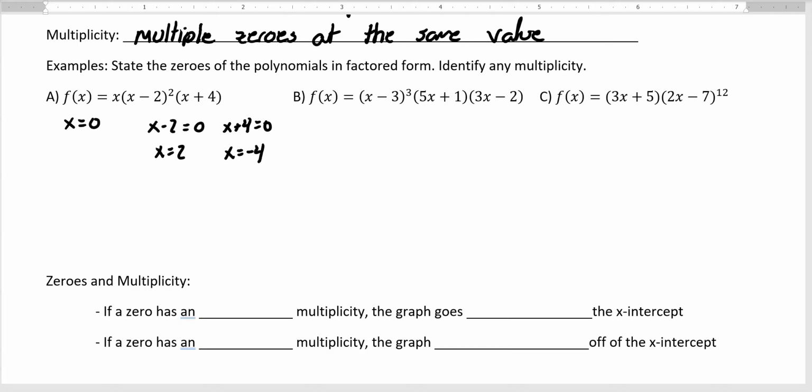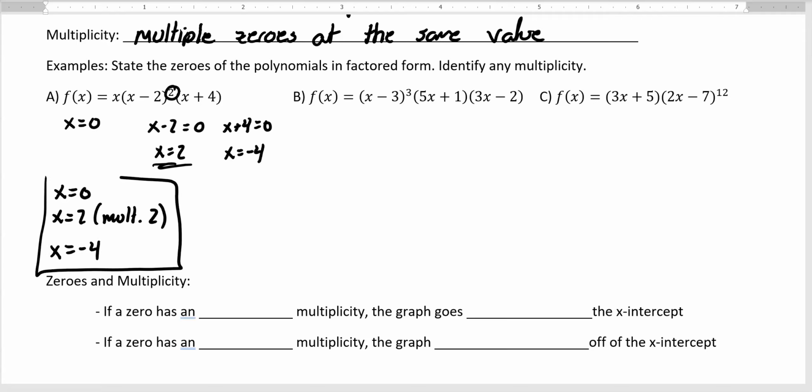Now, one of the unique things about multiplicity is how it is identified, and it's identified by the exponent. What this exponent says is that we have two factors of x minus 2, which means we have two zeros at 2. So if we were to state the zeros and identify any multiplicity, we'd say x equals 0, x equals 2 with a multiplicity of 2, and x equals negative 4. Those would be our zeros for this first one.